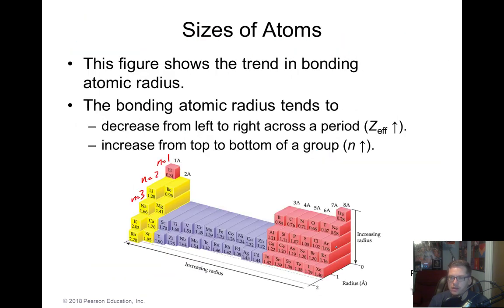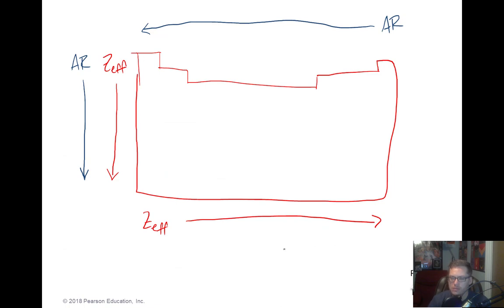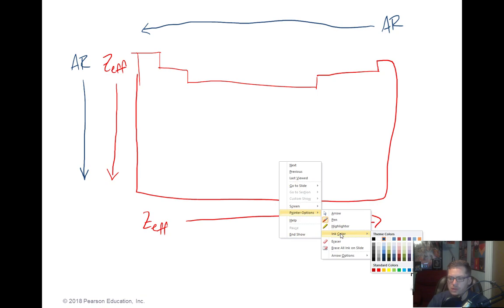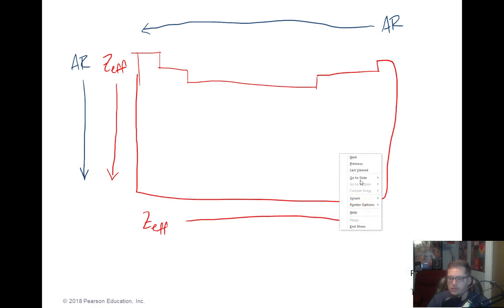So let's draw this out here. Where's my periodic table? All right. So we've got. Let's pick a new color. So ink color. How about? Oh, we already did red. That was silly.